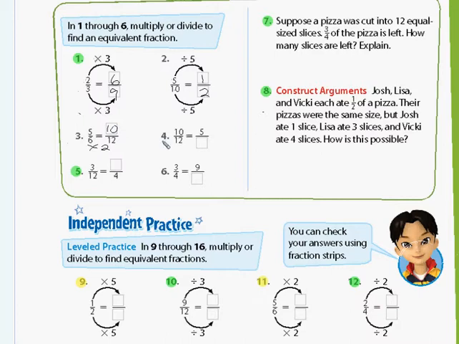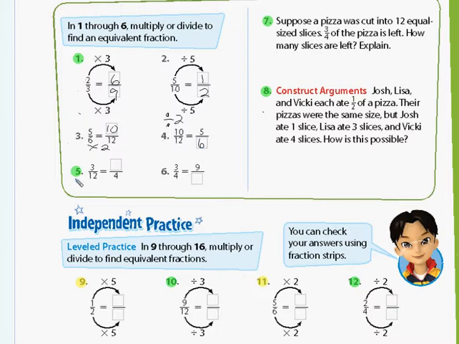On problem number 4, they basically just did the inverse operation. They took 10/12 and we're trying to make it into how many sixths. So to get from 10 to 5, we divide by 2 instead of multiply by 2. So if I do that to the numerator, I've got to do the same thing to the denominator. And 12 divided by 2 is 6. So 10/12 is equivalent to 5/6.